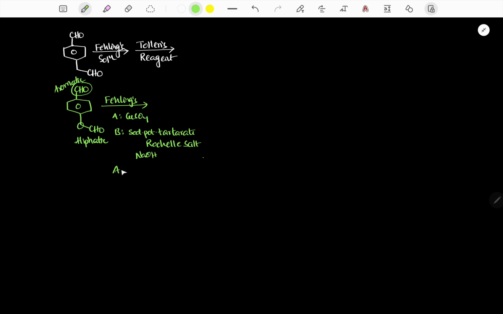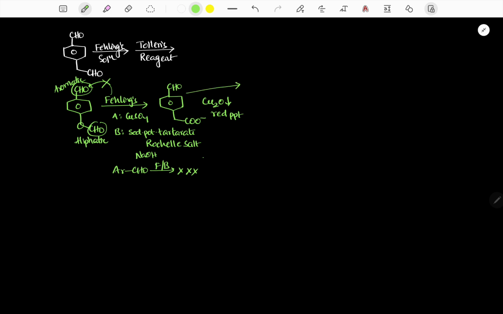We know that aromatic aldehydes give no reaction with Fehling's or Benedict's. That's why Fehling's does not oxidize aromatic CHO, but an aliphatic aldehyde undergoes oxidation. So the aromatic aldehyde is unaffected, the aliphatic aldehyde is oxidized to COO-, and Fehling's solution is reduced to Cu2O, a red precipitate.